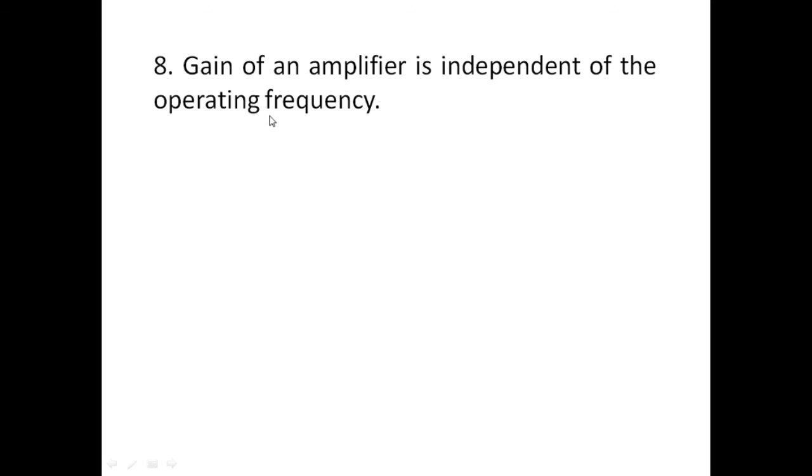Now the 8th question, gain of an amplifier is independent of operating frequency. Whether this is true or false. The answer is false.